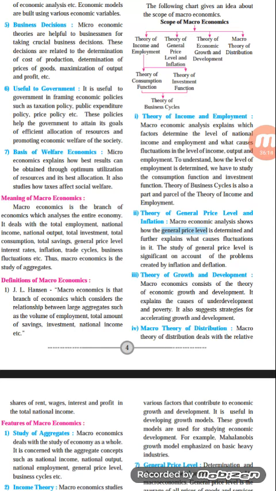The second one, theory of general price level and inflation. Macroeconomic analysis shows how the general price level is determined and further explains what causes fluctuation in it. General price level में two factors are affecting it: the demand for the commodity and the supply of the commodity. Various factors will also affect the demand for the commodity and the supply of the commodity. And the study of general price level is significant on account of the problems created like inflation and deflation.